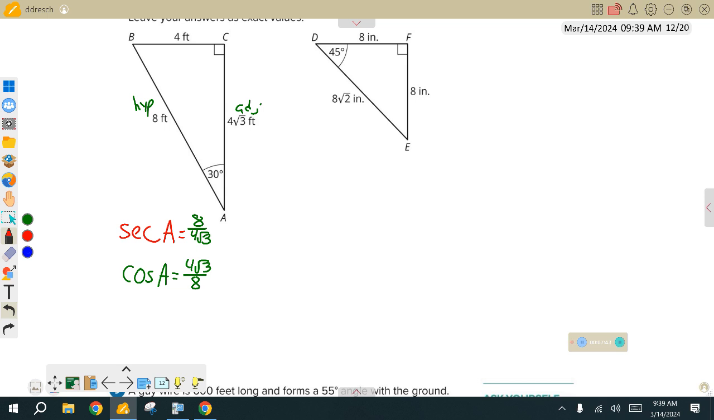8/4 becomes 2 over root 3, right? And then we rationalize. I like to reduce first, work with small numbers. We know that. And you guys have all done this before. Root 3, 2 root 3 over what? Yep. Perfect square of 9, which is just 3. Boom. That's it. Okay? And we've done all that hard work.